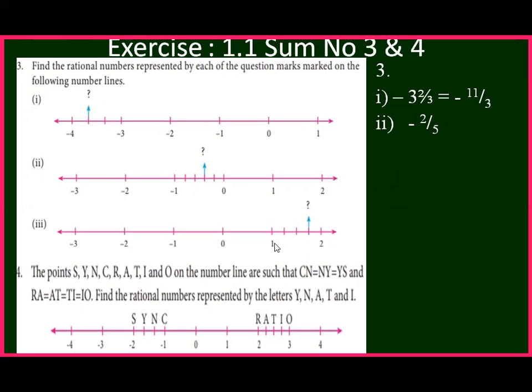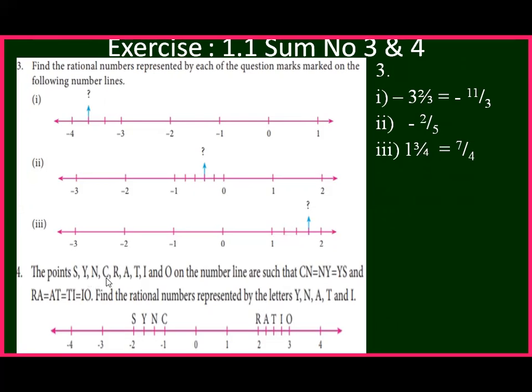The next number lies between 1 and 2 and it is divided into 1, 2, 3, 4 parts and the arrow is located in third position. So 1, 3 by 4 is the answer. And when you convert it into an improper fraction, you get 7 by 4.